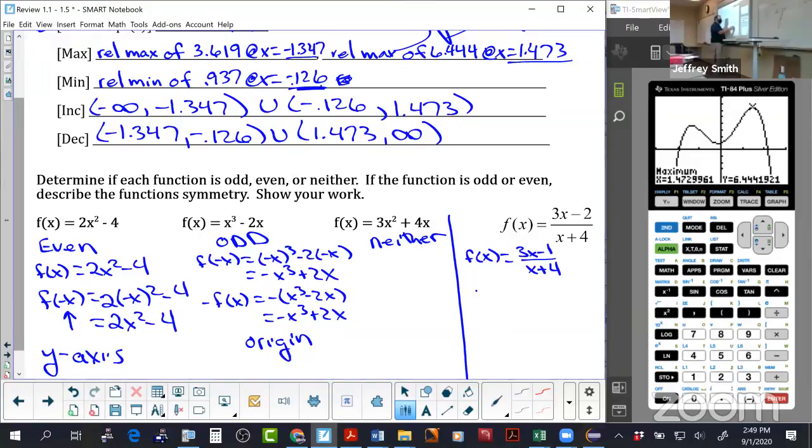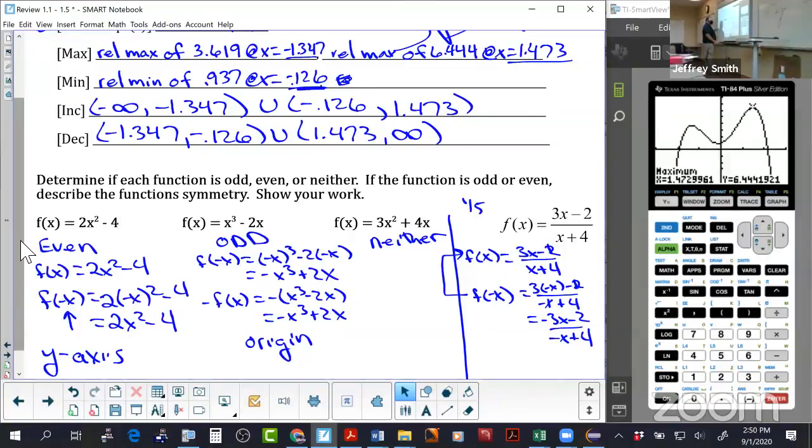Let's decide if it's even. Let's plug in f of negative x. That'd be 3 times negative x minus 1 over negative x plus 4. Negative 3x minus 2 over negative x plus 4. Do you think these two would give the same result? We could even try it. 3 minus 2 is 1 over 5. So if I plug in 1, I get 1/5. Plug in 1 here. Negative 3 minus 2 is negative 5 over 3. No, nope, not the same.